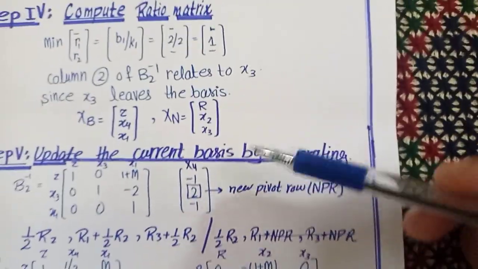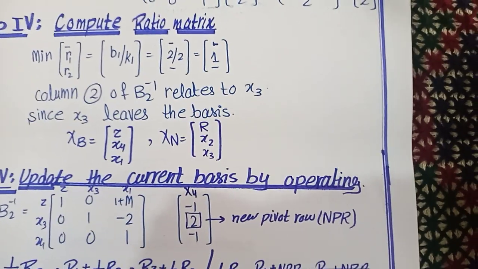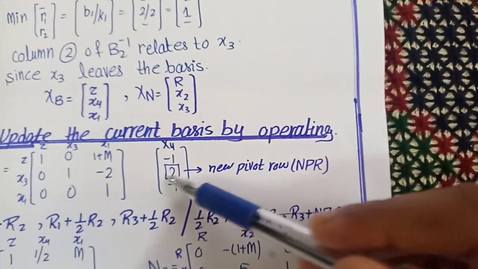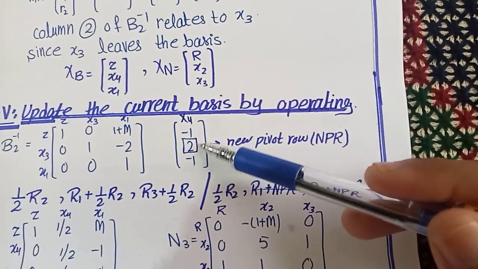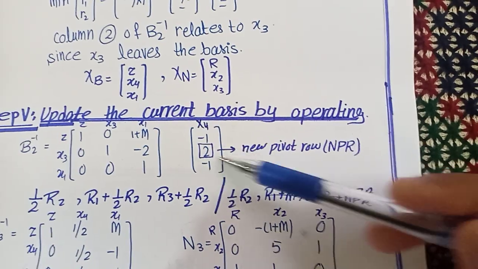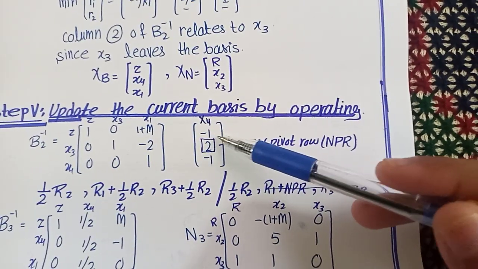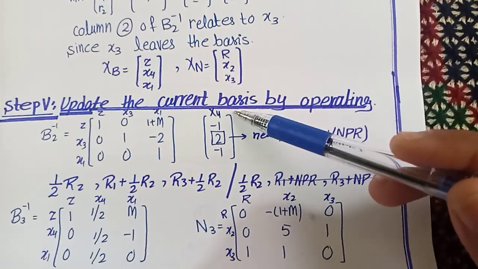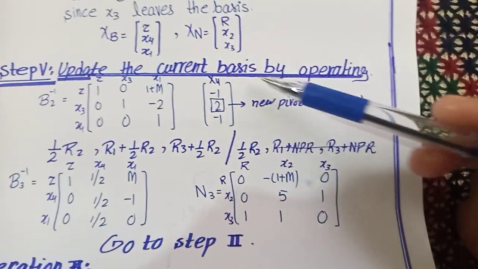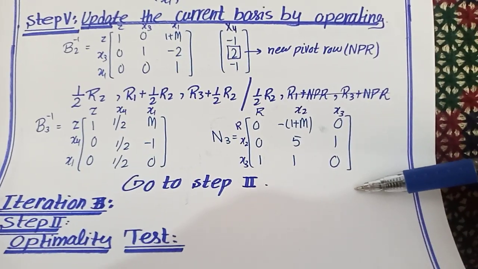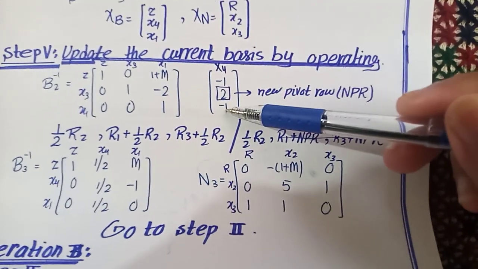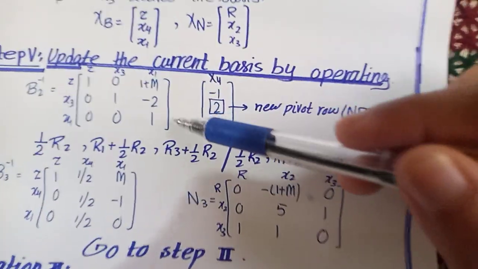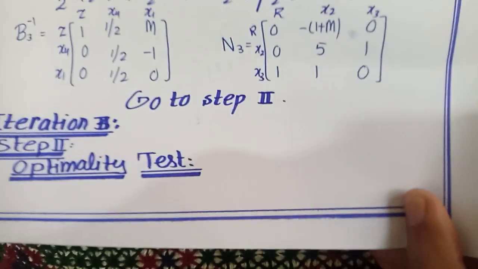x4 is that, minus 1, 2 and minus 1. x3 is the new pivot row. This new pivot row is operated by multiplying by 1 over 2. Then new pivot row minus 1 plus 1 and new pivot row plus 1, operating the following row operations. Then I is replaced, and B3 inverse follows these row operations, and all the operations are operated for the whole of B2 inverse. Next go to step number 2.